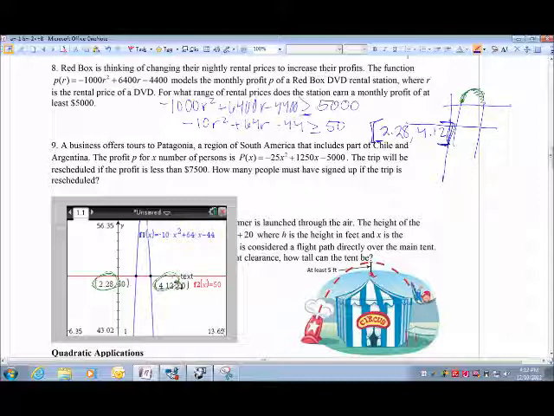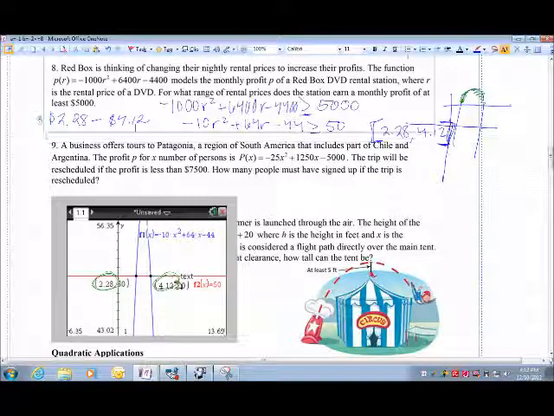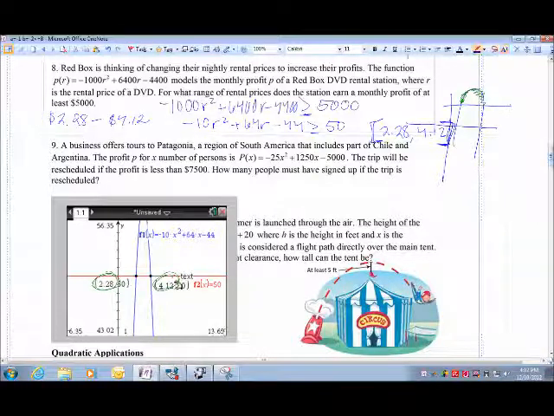So what this is telling me is that for what range of rental prices does a station earn a monthly profit of at least $5,000? Anywhere from $2.28 to $4.12 will give, if they charge that for a rental price, they will get a profit of at least $5,000, anywhere in that range.